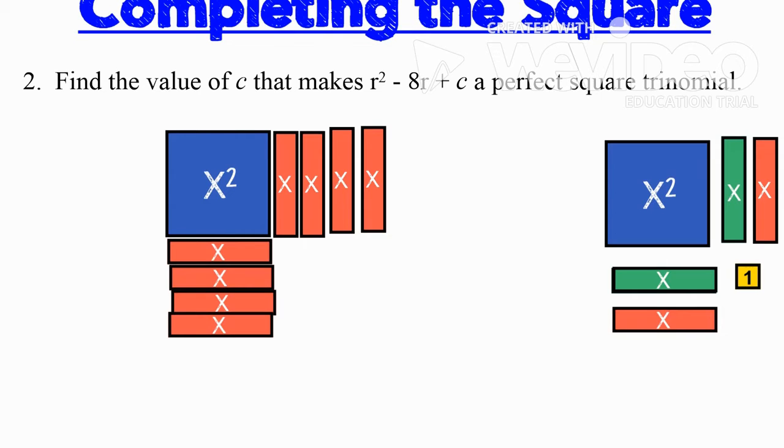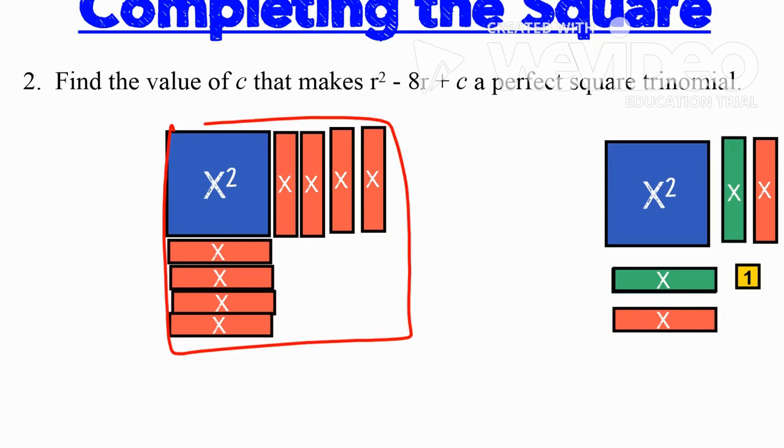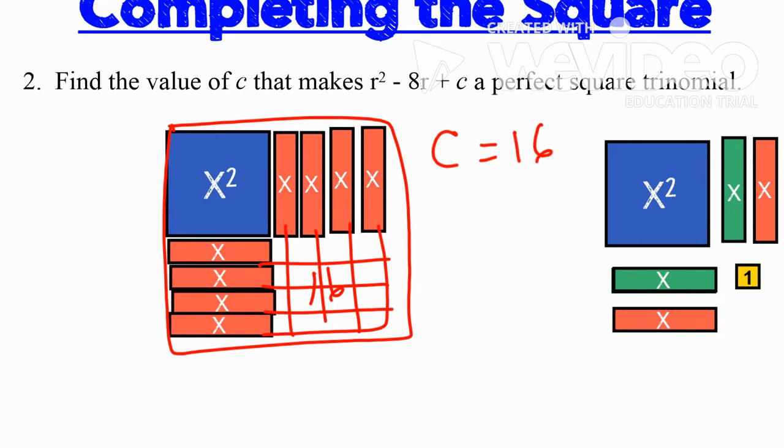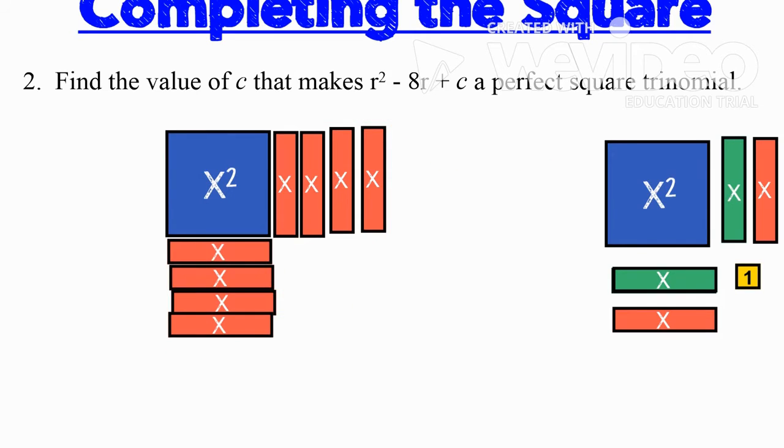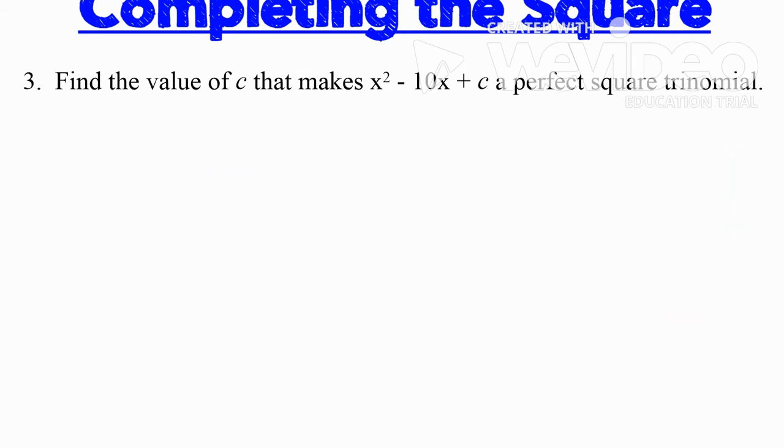All right, so I don't expect you to draw out algebra tiles every time you want to complete the square, but I'm hoping that these examples really helped you to get an idea of how it visually occurs, right? So there are 16 units here. So C would have to be a 16. Now, in this problem, I'm going to ask you to try without using the algebra tiles.